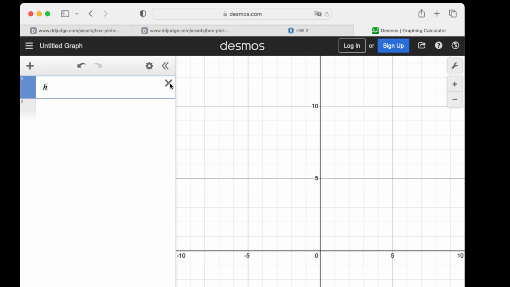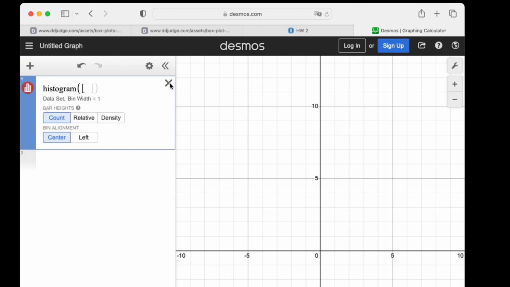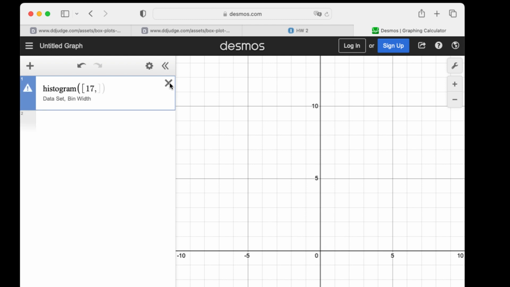So let's draw a histogram just to go through it. And then we need the parentheses here. And now it wants the data set. So, okay, I'm going to hit bracket. And what I'm going to do now is go back on my iPad and just look at all the data values I had. What was the first data value? 17. Hit a comma. And then what? 7, comma. Then a what?